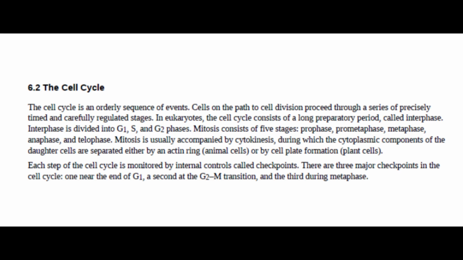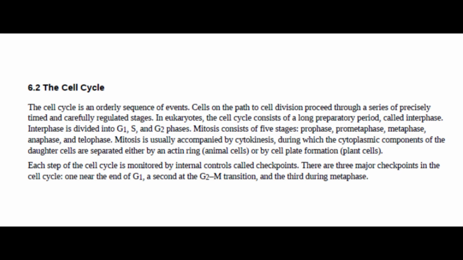Mitosis consists of 5 stages: Prophase, Prometaphase, Metaphase, Anaphase, and Telophase. Mitosis is usually accompanied by cytokinesis, during which the cytoplasmic components of the daughter cells are separated either by an actin ring in animal cells or by cell plate formation in plant cells.